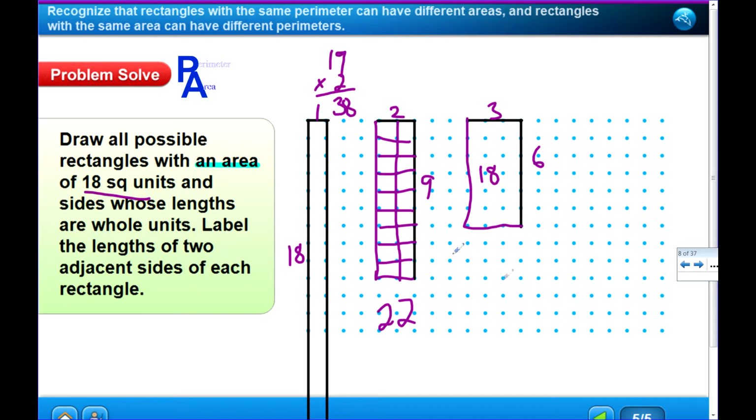And how long would it take to get us around this? 3 plus 3 plus 6 plus 6. 6 plus 6 is 12, plus 3 more, 13, 14, 15, 16, 17, 18. That one would take us 18 units to go all the way around. I'm using centimeters because it's what we started out with. We just found the perimeter as well as the area for those 3.